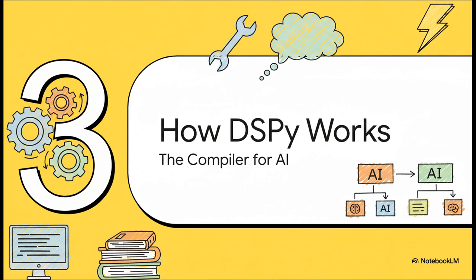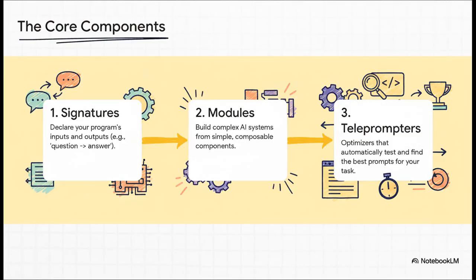All right, so this compiler for AI thing, it sounds amazing, but how does it actually work? It's not magic, I promise. Let's pop the hood and see what's going on inside. It's actually a really elegant three-part system. So it all boils down to these three core ideas. First, you have signatures. This is just a fancy way of saying you declare your inputs and outputs really clearly. Think of it like a function definition. Question, answer. Super simple.